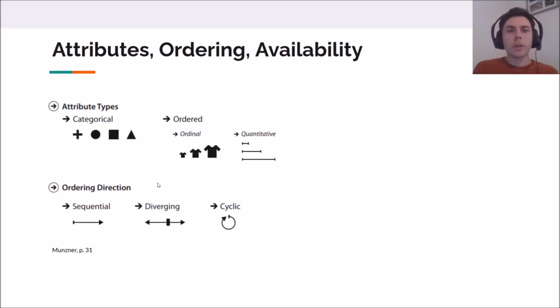Also, the ordering direction of the data can be different. You can have sequential data that starts at some point and then goes all the way up to infinity. For example, an absolute temperature scale would be sequential. Very often you have diverging data. This means that also negative values are allowed. And sometimes, especially when you deal with something that's related to circular movements or angles, you have a cyclic ordering direction.